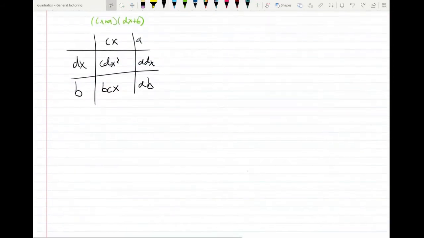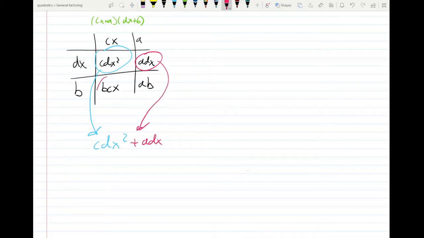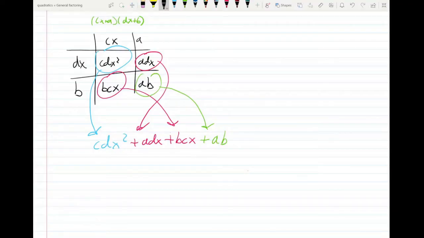Alright, let's collect our terms. We've got cdx squared, of degree 2. We've got adx of degree 1. And here I'm using different colors to mark different degrees. We've also got bcx of degree 1. And finally, we've got ab of degree 0, or constant. I want this to be equal to 5x squared plus 14x plus 8.